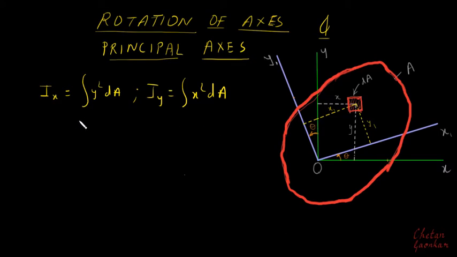And similarly, the product of inertia Ixy can be determined as integral xy dA, that is the perpendicular distance between x-axis and the perpendicular distance between y-axis multiplied by the area element. And for this entire area we need to integrate this. This is what we had seen last time.